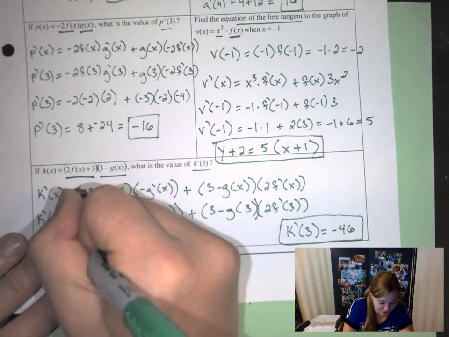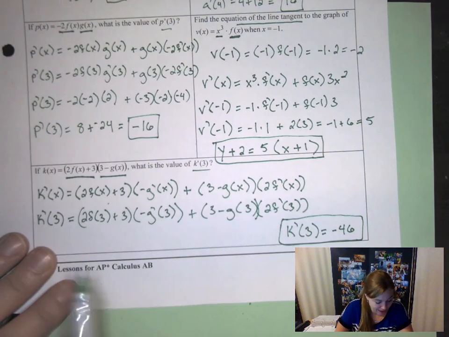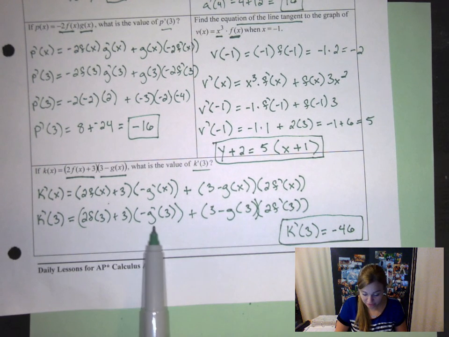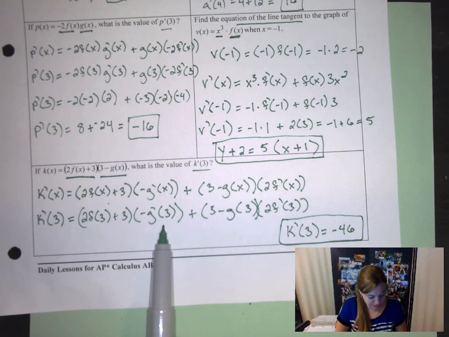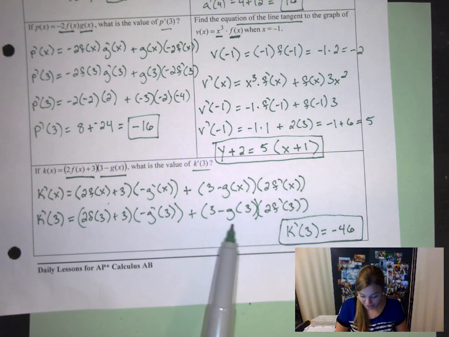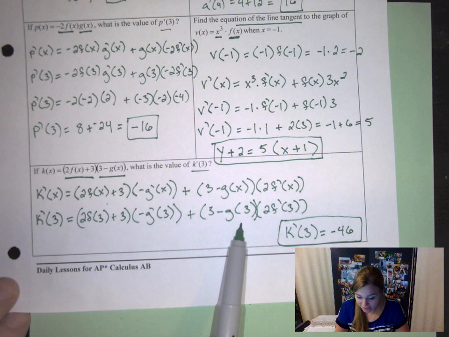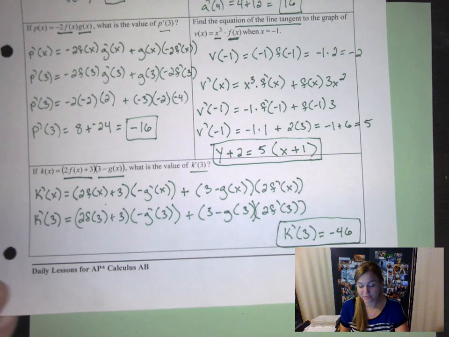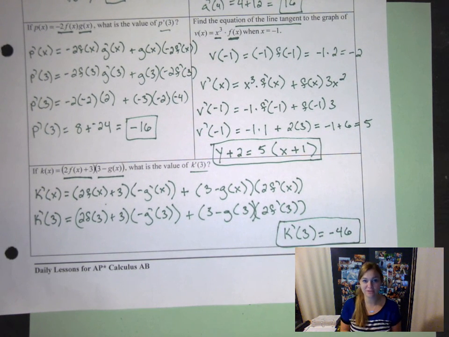But to actually do this, f of 3, check your answers to make sure you got it. F of 3 is negative 2. G prime of 3 is negative 2. Then over here, you would have g of 3 is negative 3. F prime of 3, I'm looking, is negative 4. So you're substituting all these in. Be really careful with parentheses, but you should get negative 46 once you're all done.